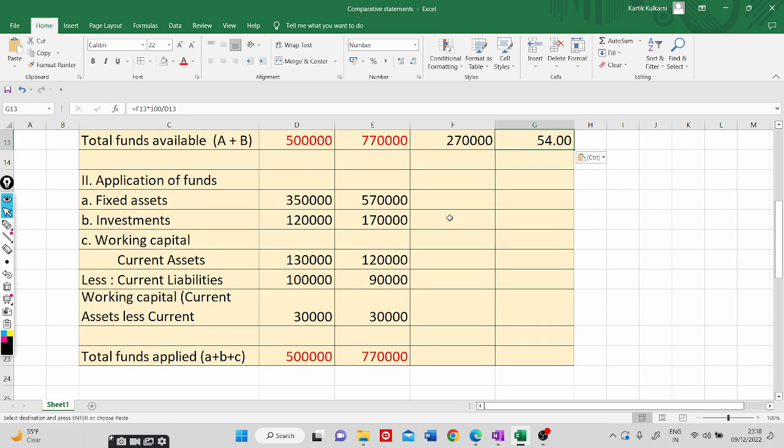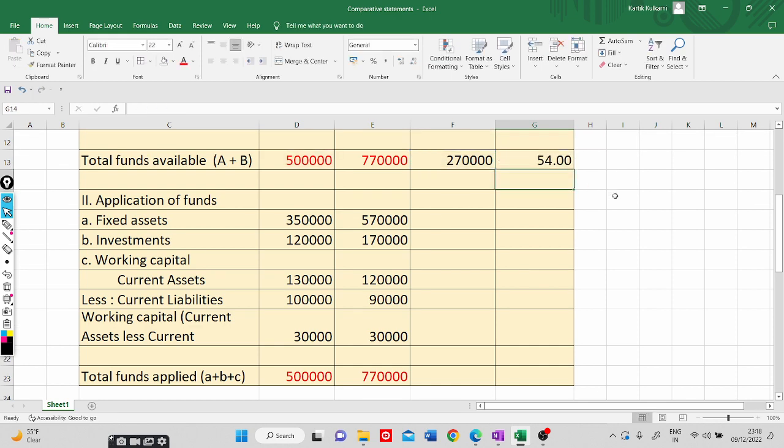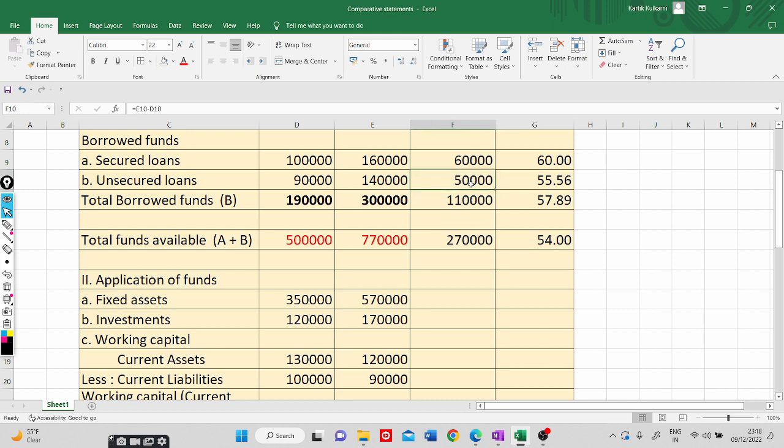In the same way, now we can calculate the percentage change for assets also. We can see here fixed assets has been increased from 3,50,000 to 5,70,000. So the difference between both is, let's calculate the difference, 2,20,000. This 2,20,000 percentage increase, you can see there is an increase.